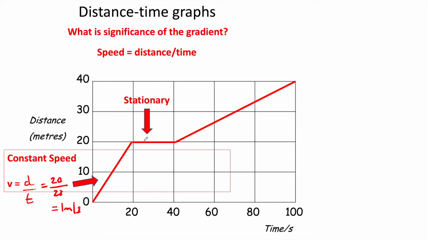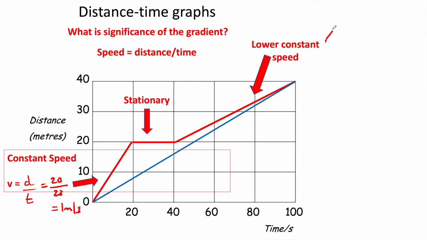Here you can see you're not travelling at all, you're not moving, so you're stationary. And here you're travelling at a lower constant speed. So here is a lower constant speed, and if you had to work it out, of course, velocity is distance over time, and the distance travelled is from 20 to 40, so that's 20 meters, and the time taken is from 40 to 100, which is 60 seconds, and that gives you a third, or 0.33 meters per second.